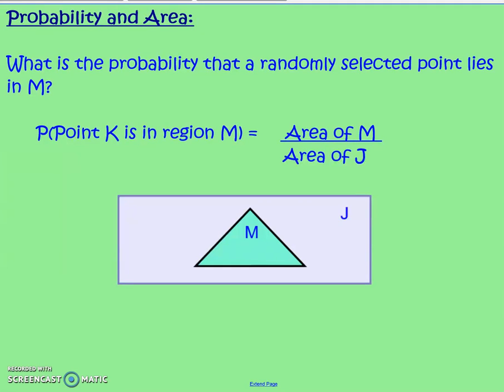So if we look over here for a geometric probability, the probability that a randomly selected point lies in area M. In order to do that, we would need to calculate the area of triangle M, and we're simply going to divide that by the area of rectangle J. So probability, the part that works, so that would be the area of the triangle compared to the area of the rectangle.